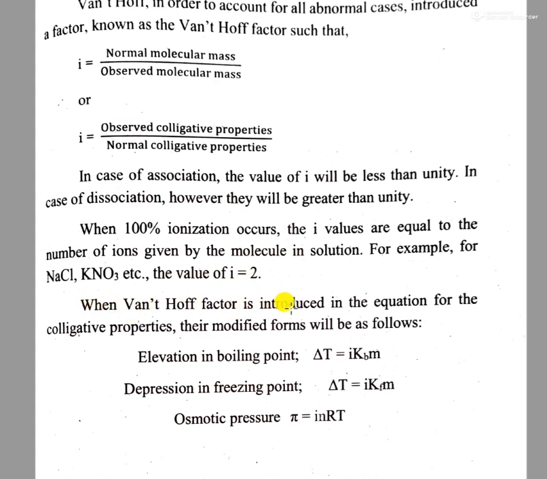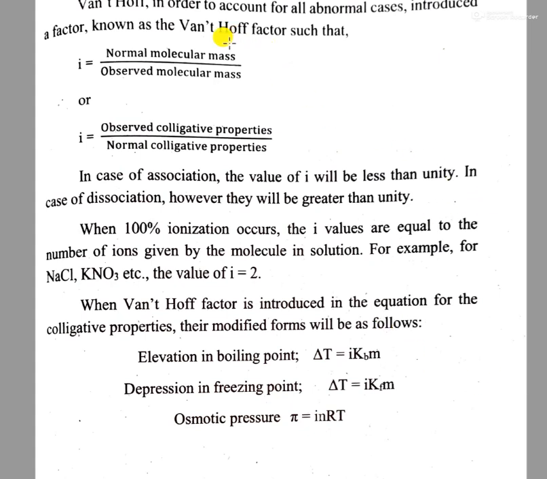So, when the Van't Hoff factor is introduced in the equations for colligative properties, modified forms like this can be obtained. For the elevation in boiling point, the equation becomes delta Tb is equal to i into Kb into m. Similarly, the depression in freezing point, delta Tf is equal to i into Kf into m. And also, the osmotic pressure pi is equal to i into n RT.